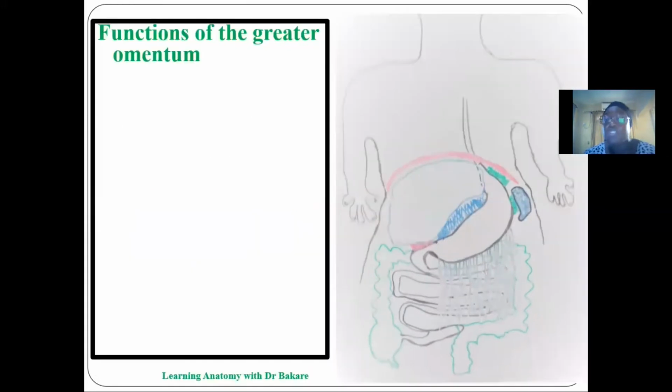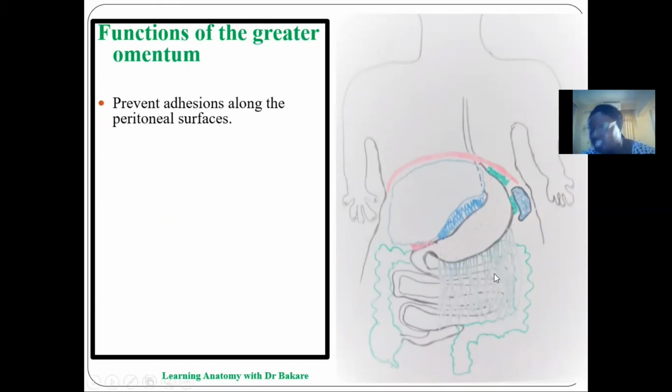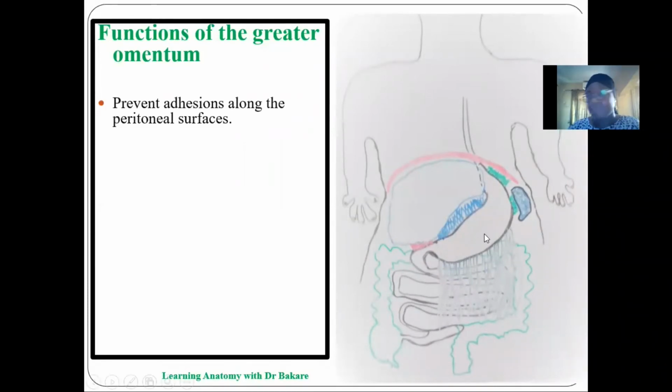Let's look at the functions of the greater omentum. Apart from creating structural support for the stomach at the lower region, it also helps to prevent adhesion along the peritoneal surfaces so that organs are not having contact with each other. So it helps to prevent organ adhesion. This will prevent organs sticking with one another. So it will help to keep the organs in place or keep them in the position where they should be.